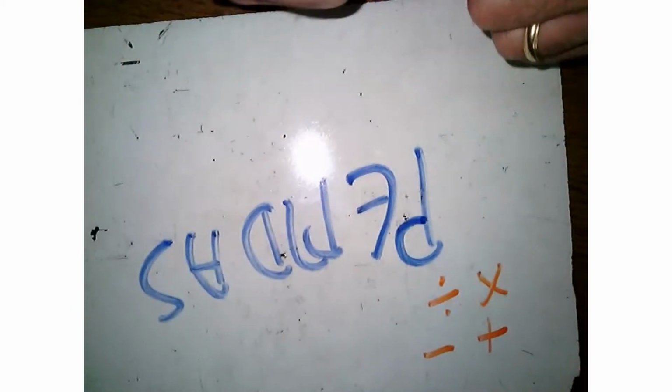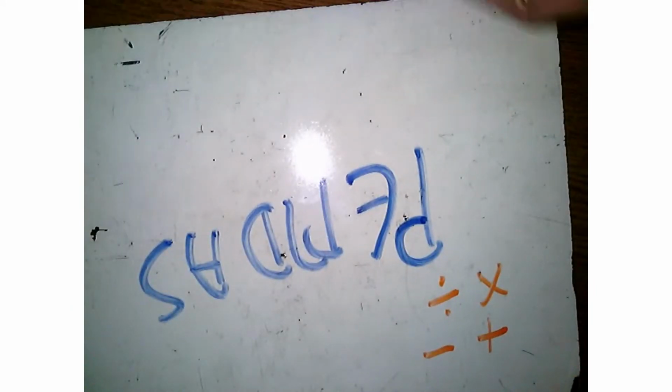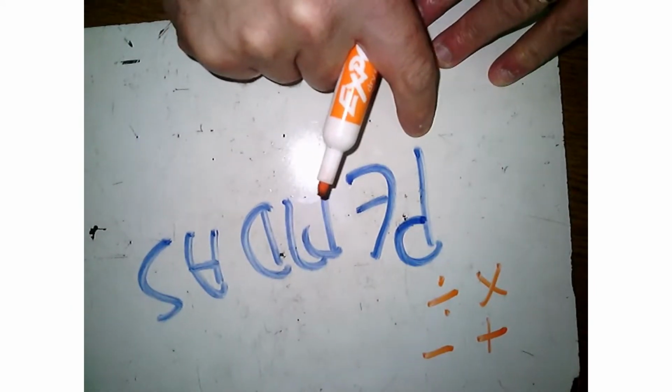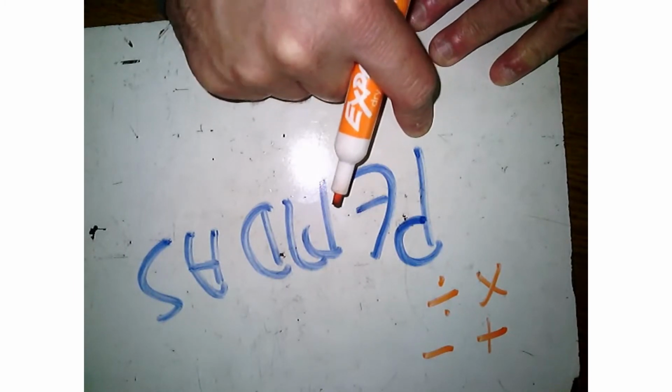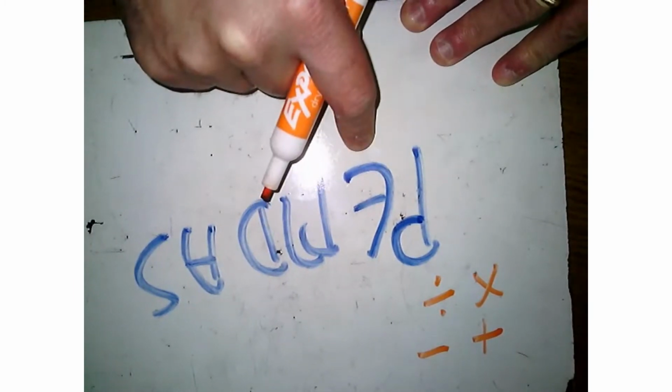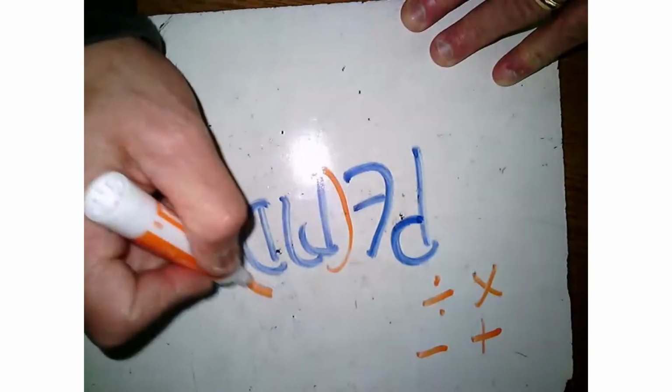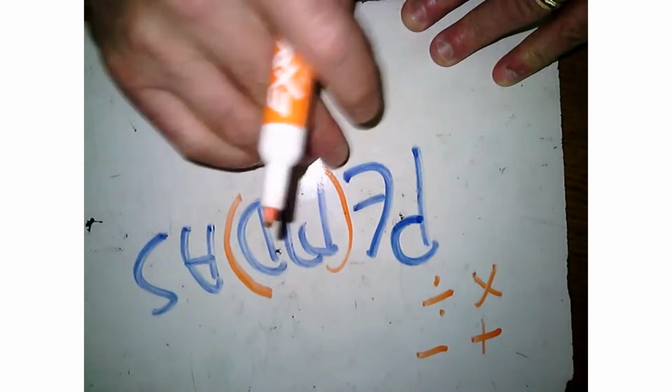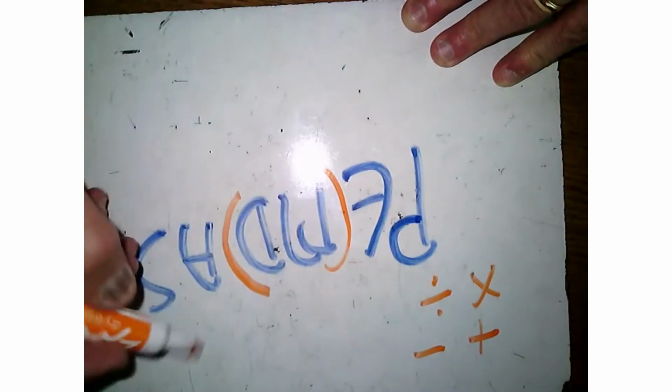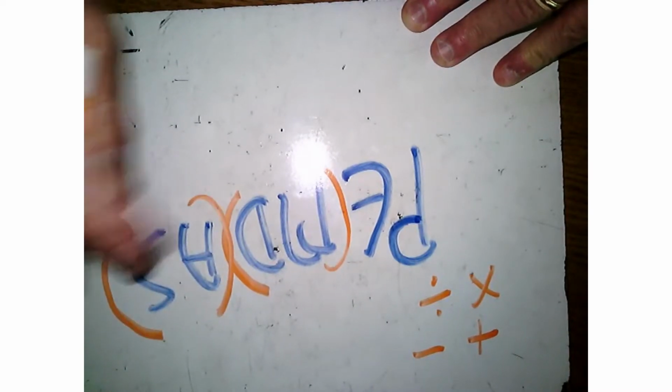P-E-M-D-A-S. I know it's a silly sounding thing. What it stands for is when you have a problem, you look for parentheses first. You would do anything in parentheses first. Then you would work on exponents. Then you would multiply or divide whichever comes first in your problem. And lastly, you would add or subtract whichever comes first in your problem.